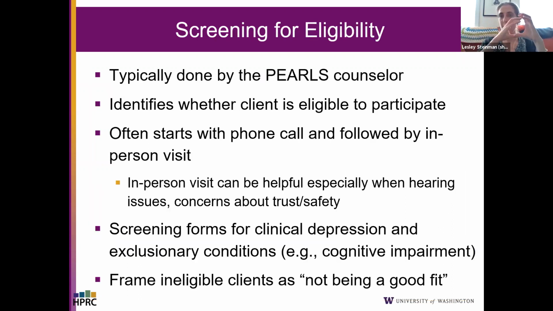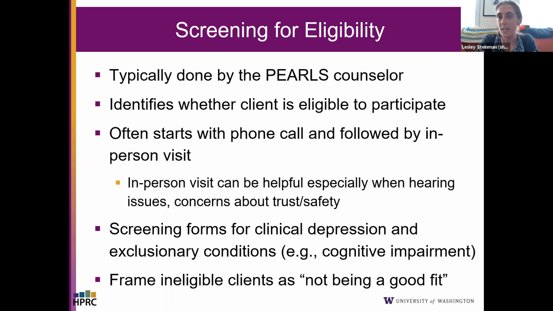So the next step on that box is screening for eligibility. This is typically done by the Pearls counselor, and I will say you can call yourself whatever you want. You could be a coach, you could be a provider, whatever works for you. But it doesn't have to be. So some agencies have somebody else do the screening. Maybe it's their program manager or somebody who typically does intake. But really the reason you do screening is you have to identify whether the client is eligible to participate.